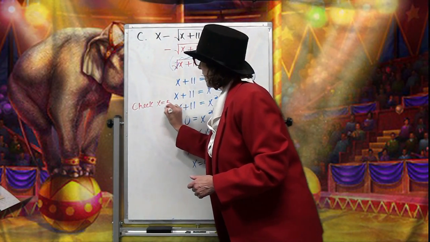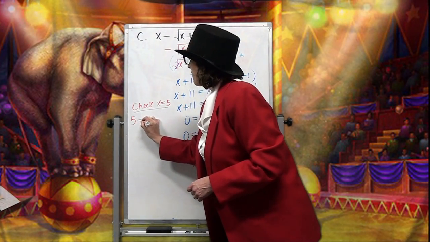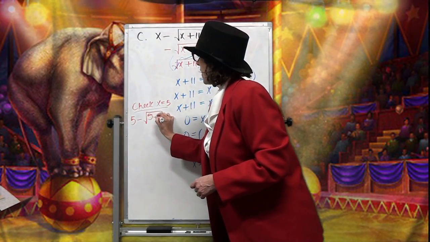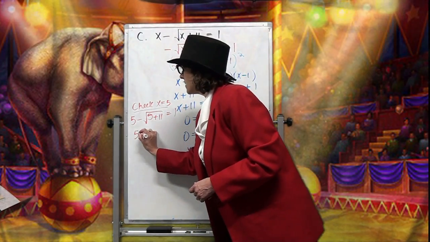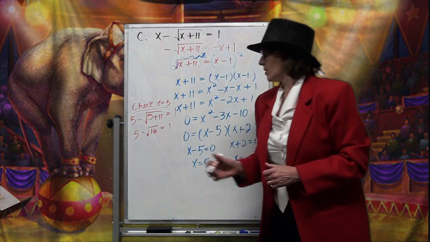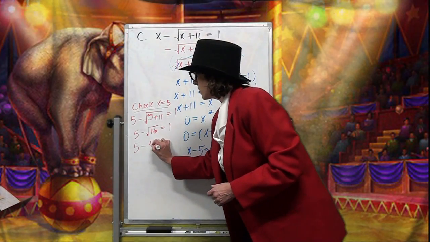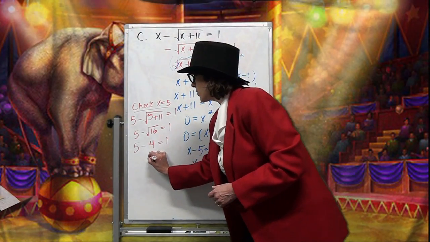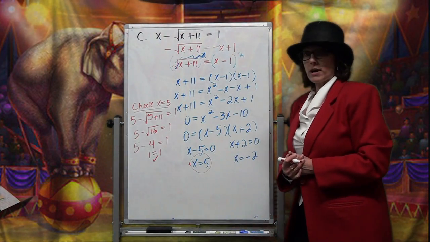Checking x equals 5. I'm going to put a 5 here and a 5 here. So that's 5 minus square root of 5 plus 11. I better come up with a 1. Now 5 plus 11 is going to be 16, and once again, principal square root. I'm not worried about the fact that I could get a negative 4 out of that. I'm only focused on the positive. So 5 minus 4 is 1. Sure enough, 1 is 1. That is the correct answer.